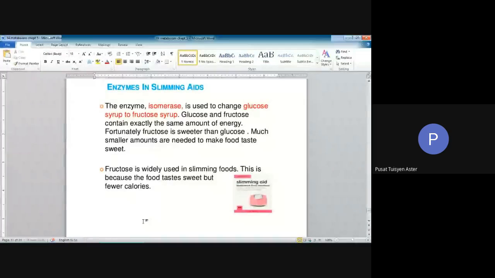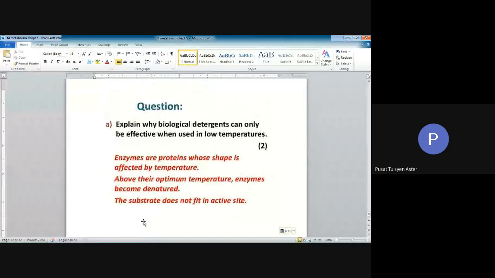Explain why biological detergents can only be effective and used in low temperature. Because enzymes are proteins whose shape is affected by temperature. If it's too hot, above optimum temperature, enzymes become denatured.